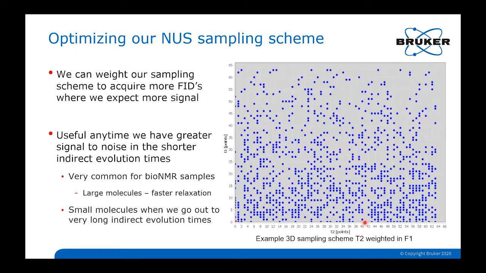And just showing what a sampling scheme for a 3D experiment might look like when we do that. In this case, we're weighting the sampling in the T1 dimension, but not in the T2. And the sampling schemes, depending on what kind of experiment you're doing, what sort of relaxation properties you have, you can have this T1 weighting or T2 weighting in one or multiple indirect dimensions.